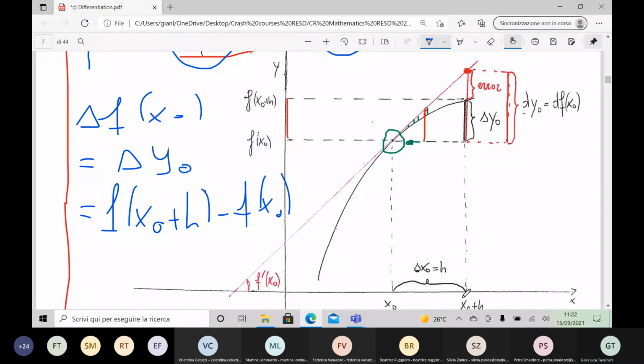Now plot the tangent line to the graph of your function passing through the point x0. So this is the tangent line. The slope of the tangent line at x0, I told you, is called f prime of x0, the derivative of the function evaluated at the point x0.